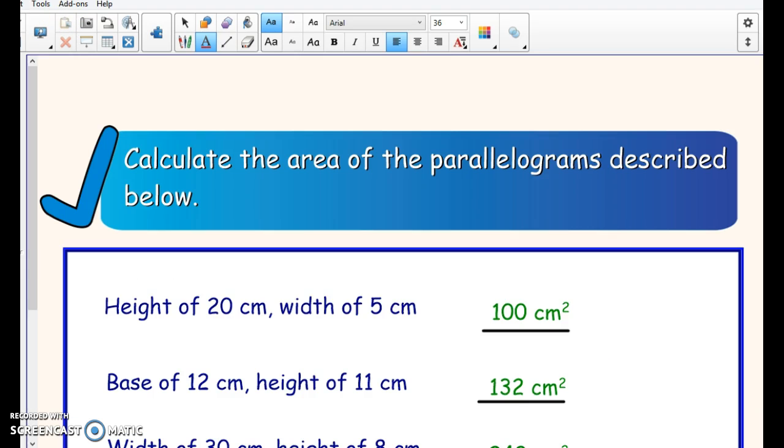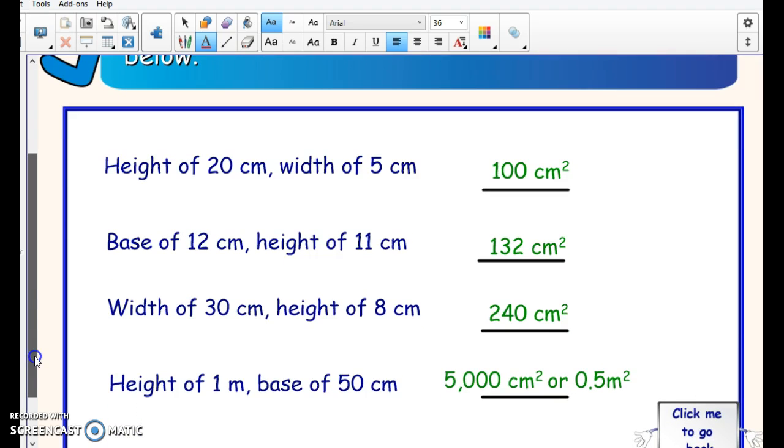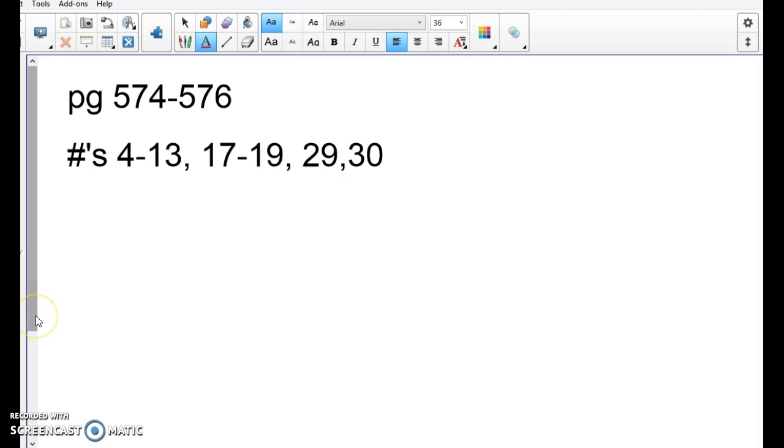I'm just checking over our work. 132, 240, and 5,000 centimeters squared, or we could have converted them both to meters and made it half a meter squared. And there's your homework, and I will see you tomorrow.